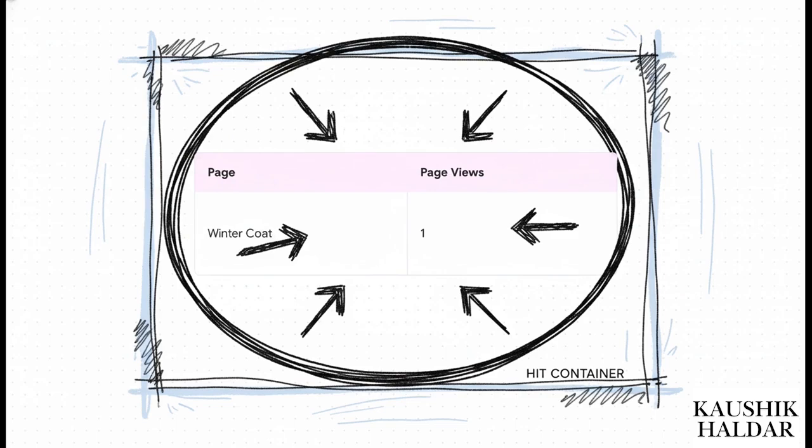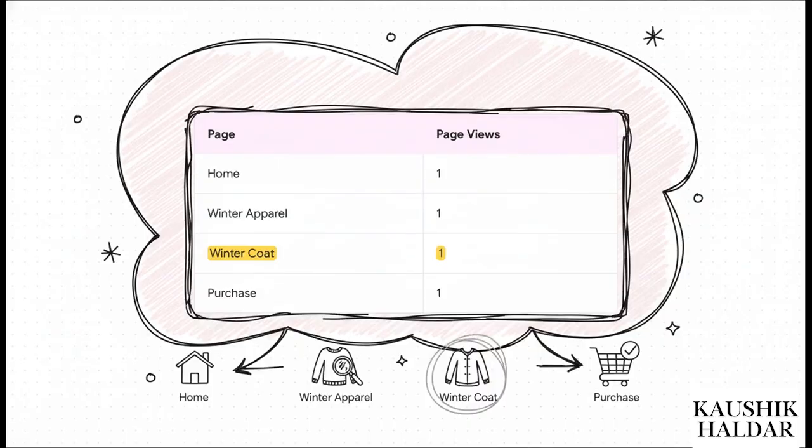Okay, first up, the hit container. Our report is super focused. It only shows us the one single hit that matched our rule. That's it, just the view of the winter coat page. Nothing before it, nothing after it. But now, look at this.